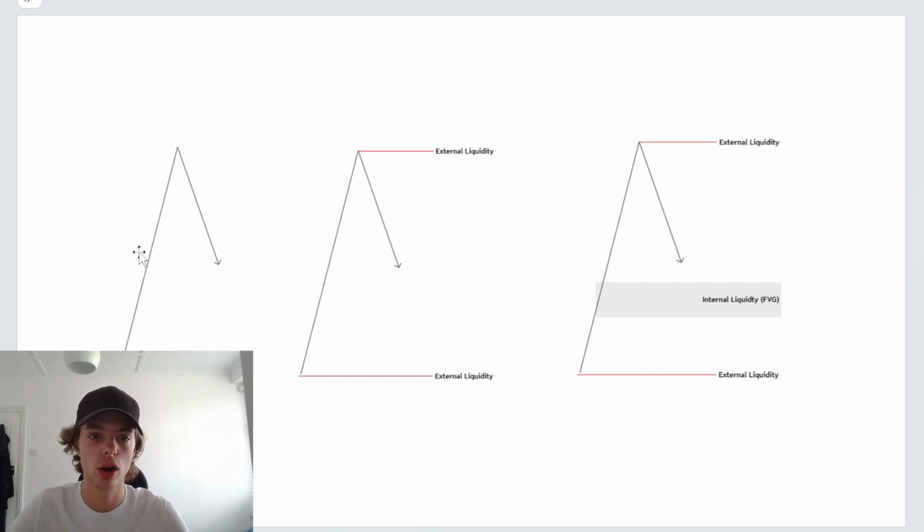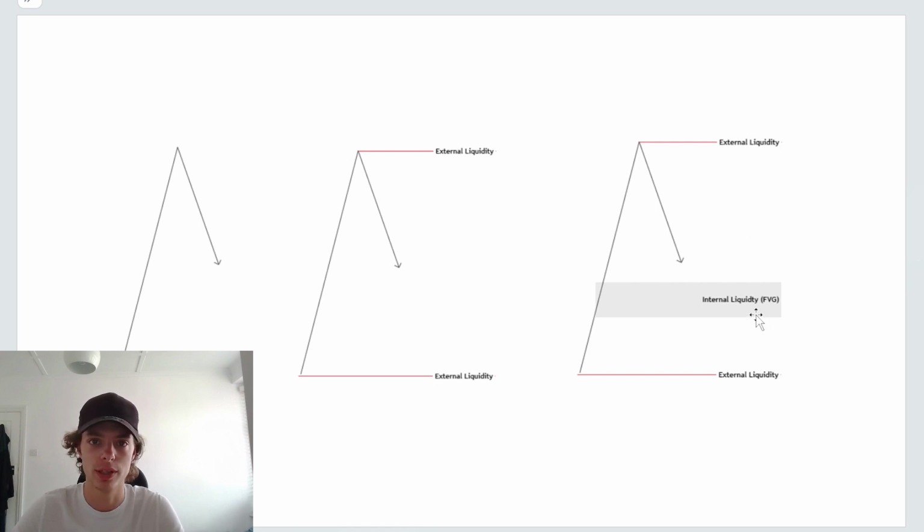So here you can see our current range in price. We've got our external low and our external high, making up our external liquidity. So as you can see, it's literally just the top of the range and the bottom of the range. And our internal liquidity, here we've got our fair value gap. And you can use an order block here, a breaker block, whatever else you really want to use. Doesn't matter. But as you can see, pretty simple, right?